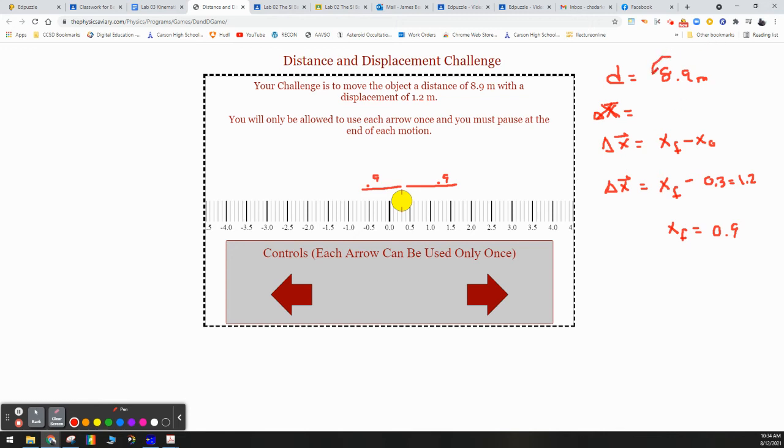Now, I have to move 8.9 meters, and I have to come back. So where's my final resting spot? It's 1.2 meters. So here's where I need to end up. I need to either move this way and come back and end up here, or move this way and come back. Whichever way I go, I have to travel 8.9 meters and end up here at 1.2 meters. That's how I do the situation.